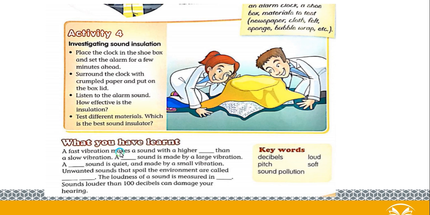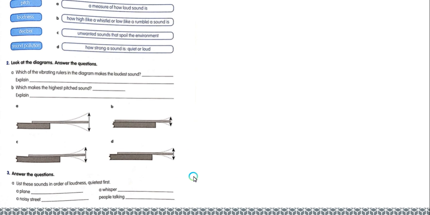So what have you learned after the whole thing? Sound, good or bad, what have you learned? Here are the keywords: decibels, pitch, sound pollution, loud, and soft. What are the meanings? You provide them on the blank line from what you have learned. Now here is the workbook in which you will practice. You match the word to its meaning and you look at the diagram. Which of the vibrating rulers in the diagram makes the loudest sound?